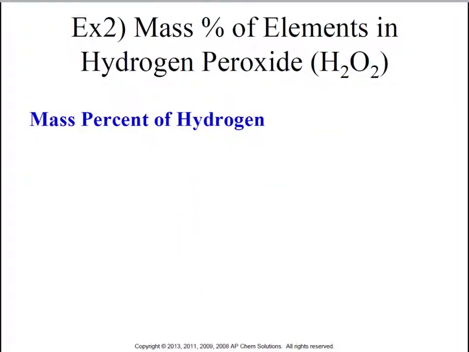Alright, here's one I want you guys to try. The percent mass of hydrogen in hydrogen peroxide, which is H2O2. So pause the video, give this one a shot. When you're ready to check your answer, go ahead and resume.